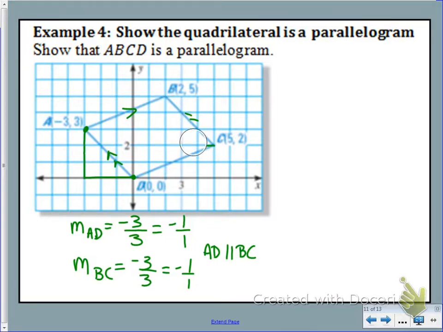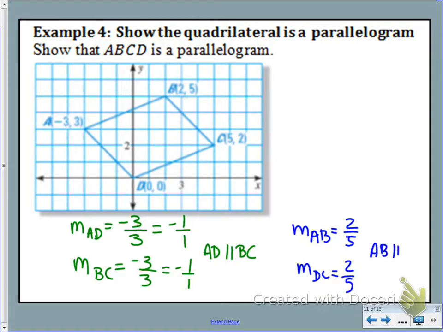Now I need to do the same thing for the other pair of opposite sides. So I need to find the slope of AB and I need to find the slope of DC. Go ahead and do that now. Pause your video. Okay, you should have found that both AB and DC have a slope of +2/5. Since they have the same slope, we can conclude that AB is parallel to DC.